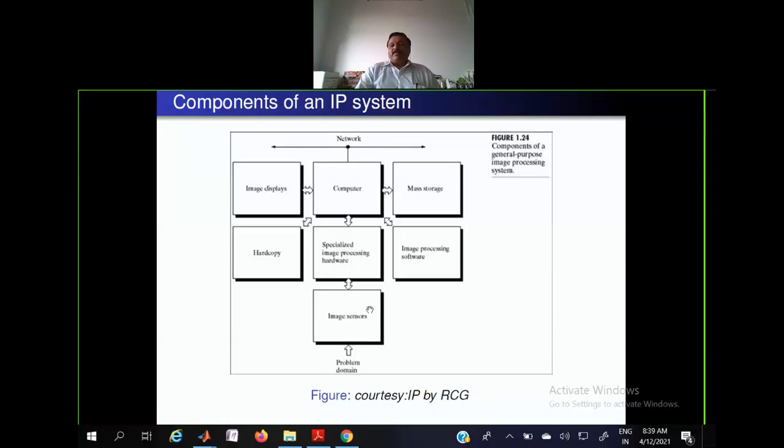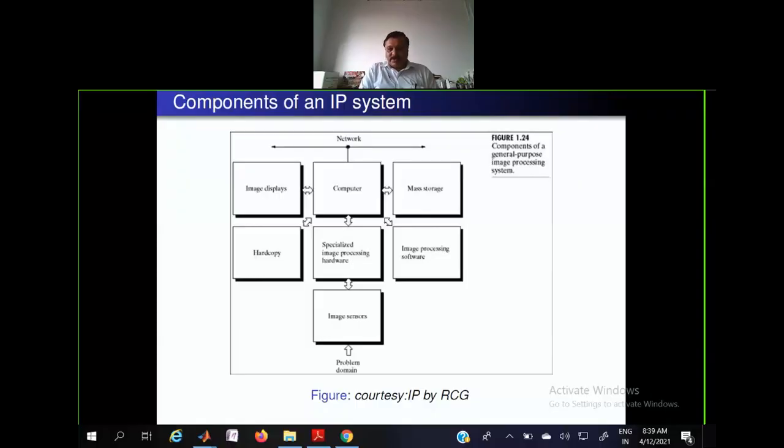Then when I want to perform image processing, I need to have some specialized hardware. For example, the 8051 microcontroller that you studied in fourth semester cannot be used for image processing. You need to have signal processing capability. That means at least it should perform a simple operation like convolution.